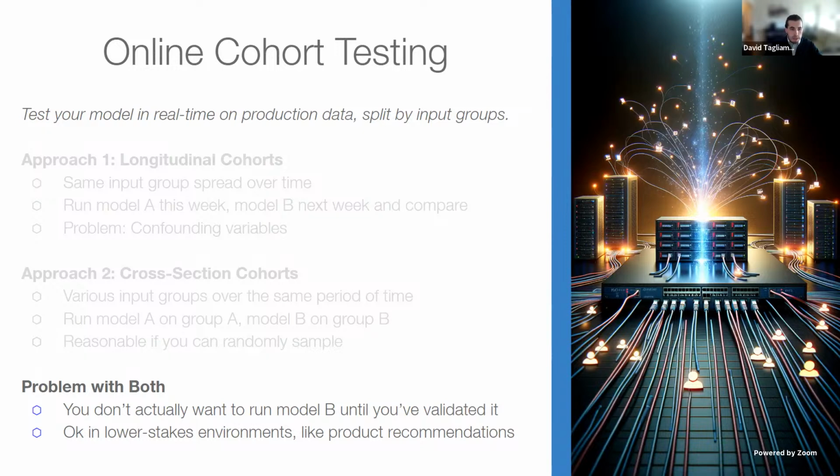This approach that I'm describing here, online cohort testing, is pretty common in things like product recommendations. So I would imagine that YouTube's recommendation algorithm was tested in this kind of fashion, where they'll subject some small set of users to a new version of their model and see how that performs, look at click-through rate, product recommendations as well. These are lower stakes environments where this kind of thing can be done.